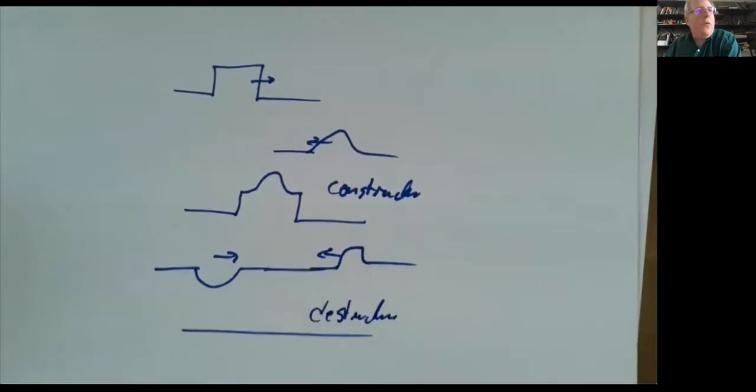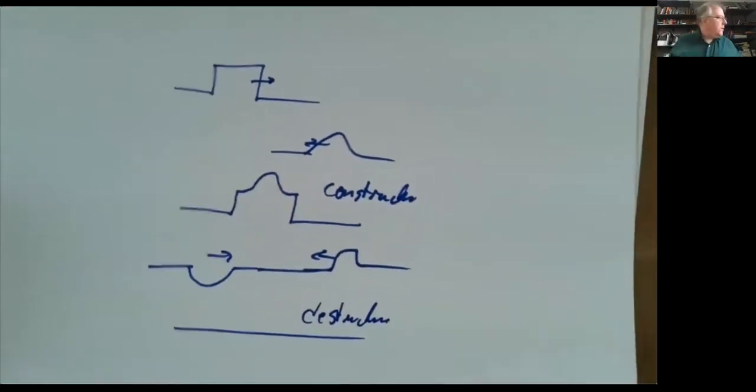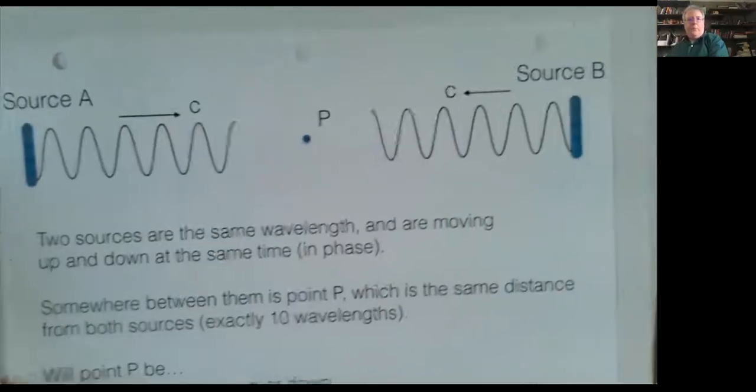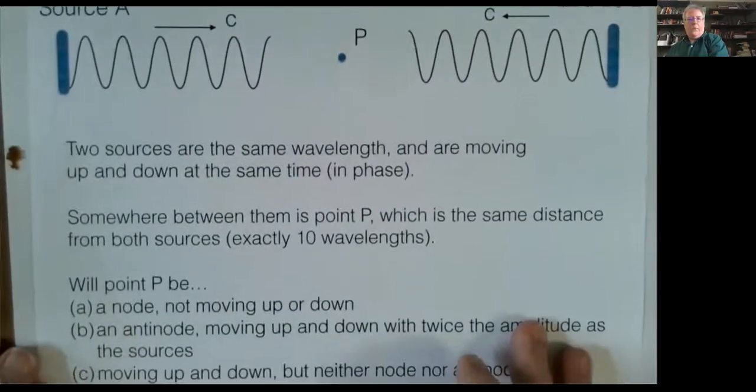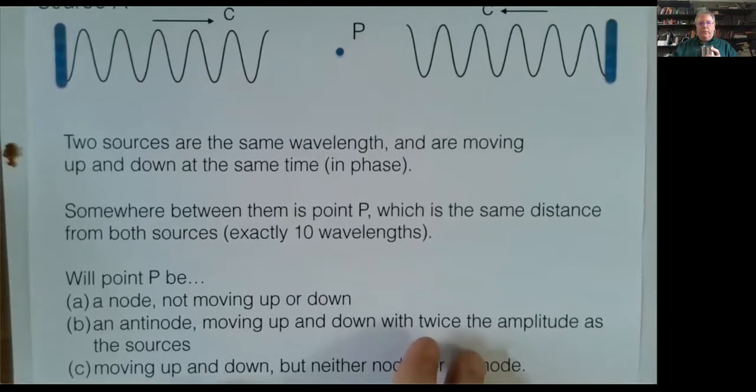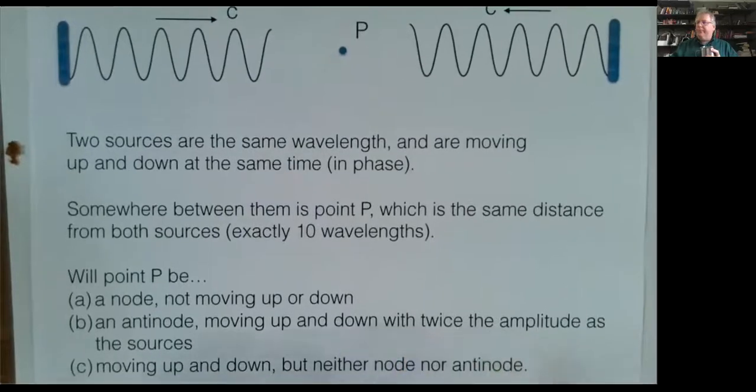And this can happen in more than one dimension. This can happen in two dimensions. We started talking about this a little bit in class, so I'm going to go back to some of those questions we talked about. You may remember this one. Source A, source B.